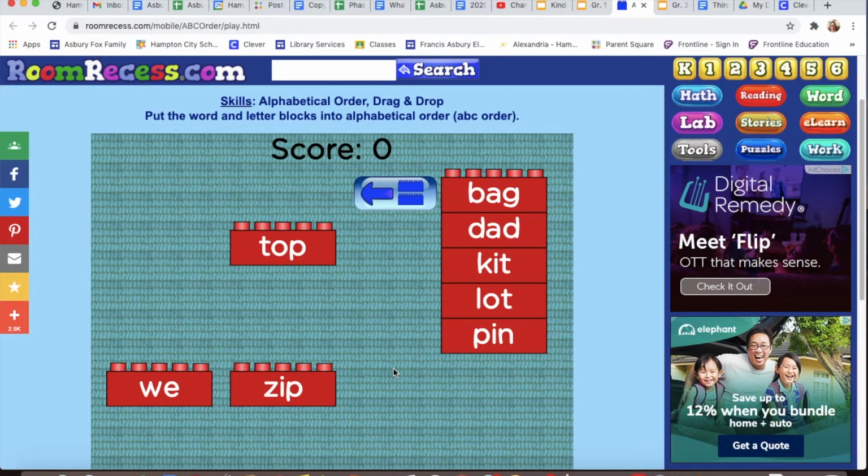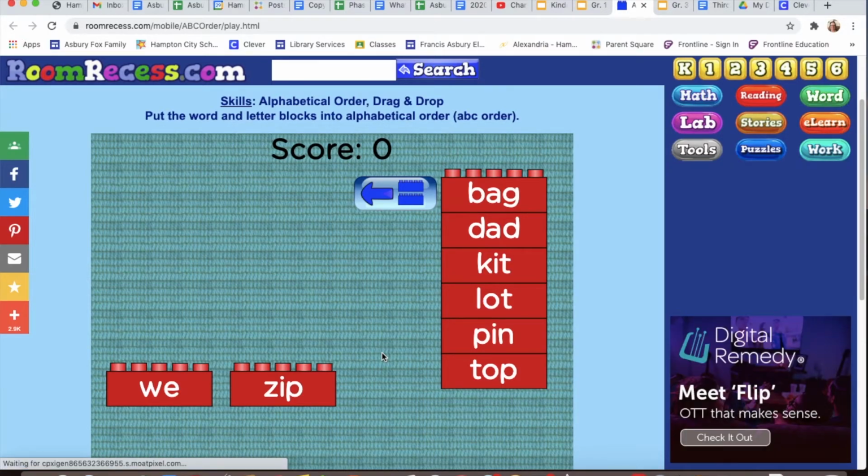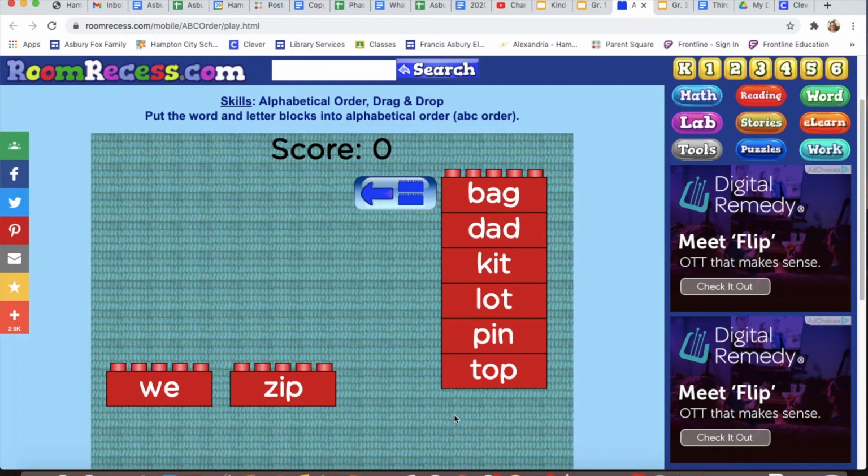What comes after S? T. Do I have any words that start with T? Yes, I do. Top. Good job. I'm going to add that to my list. What comes after T? Let's go ahead and say our ABCs. A, B, C, D, E, F, G, H, I, J, K, L, M, N, O, P, Q, R, S, T, U. I don't have any words that start with U. V. I don't have any that start with a V. W. I sure do, right here. So I'm going to move that over here.